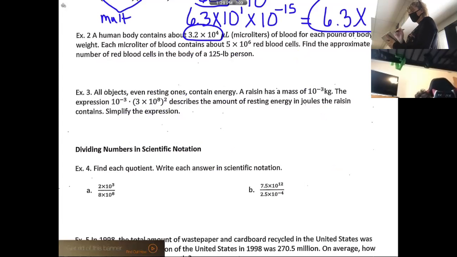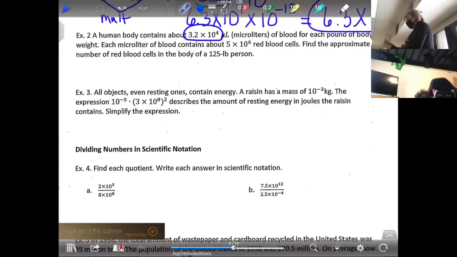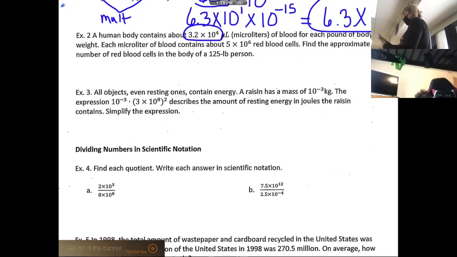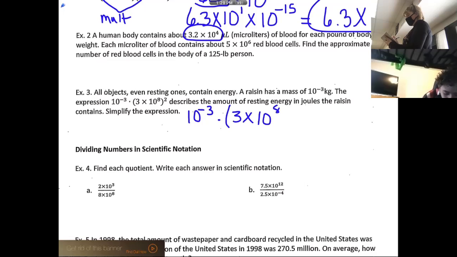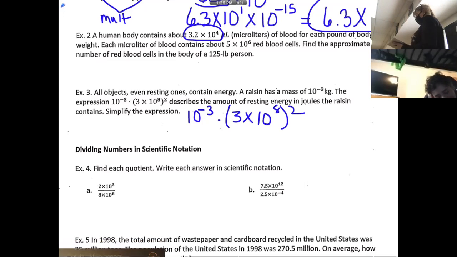Okay, so all objects, even resting ones, contain energy, even a raisin. The raisin has a mass of 10 to the negative third kilograms. The expression 10 to the negative third times 3 times 10 to the 8th, squared, describes the amount of resting energy in joules the raisin contains. We need to simplify it. Okay, hold on a second.